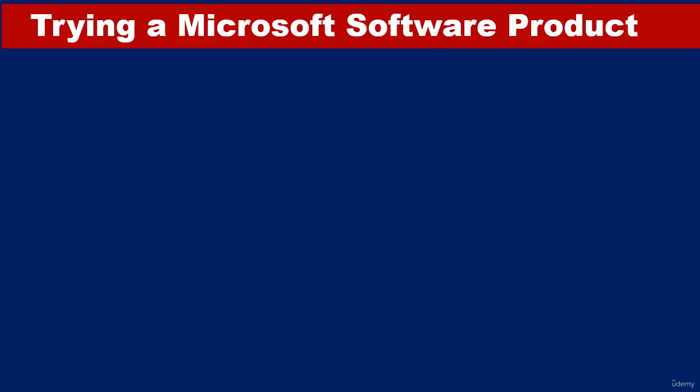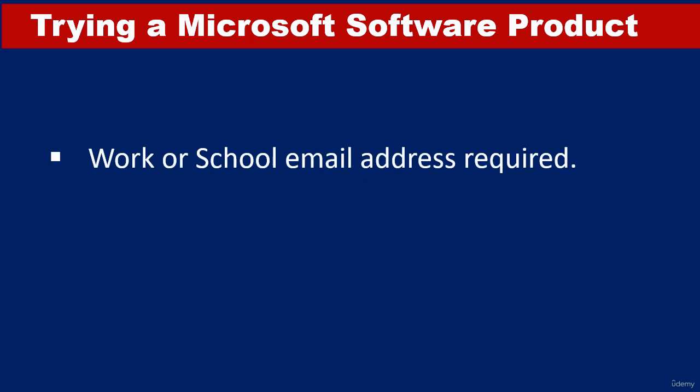I'll be showing you how to try out a Microsoft software product. Microsoft lets you try out a lot of their software products for a limited period of time, for example 30 days or more. However, before you can try out some of the products, you will need to have either a work-related email address or a school-related email address.